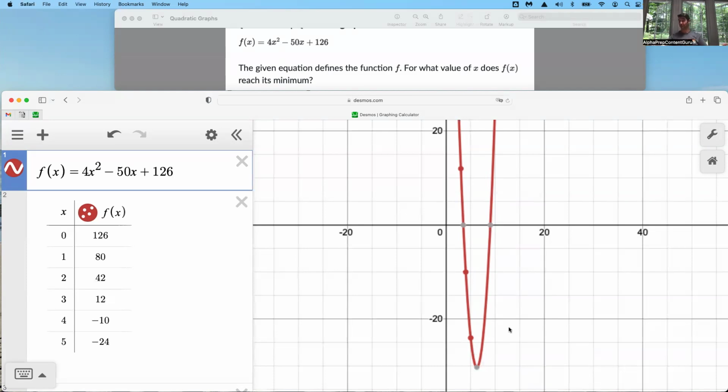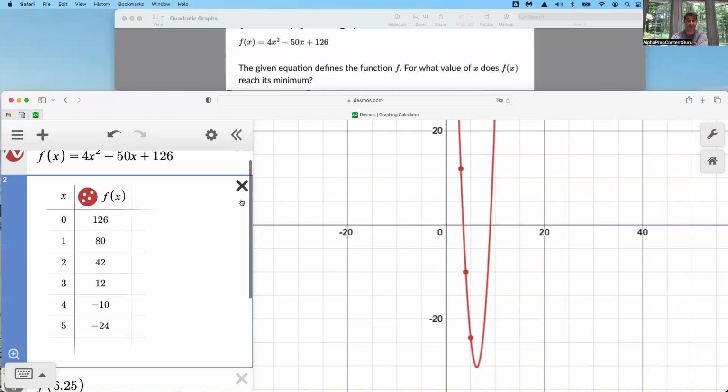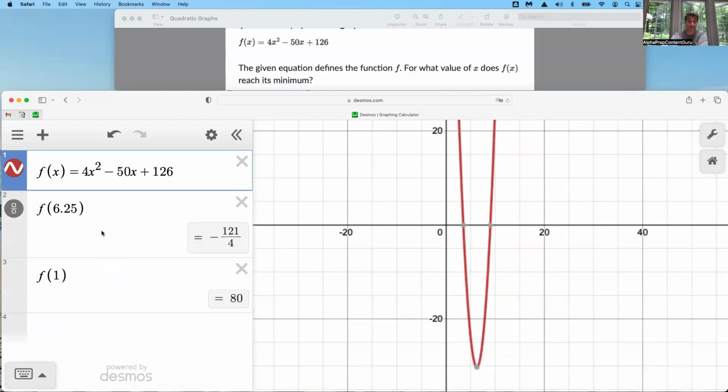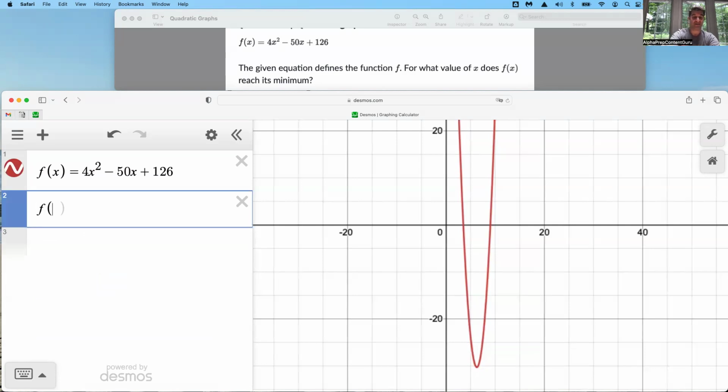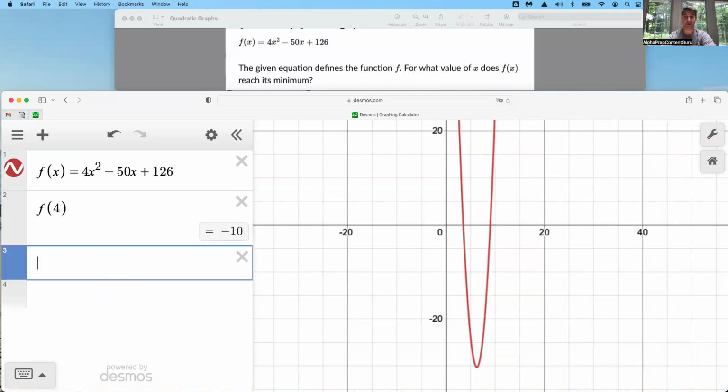On your calculator in school, if you wanted to get the minimum, you'd have to go second, calculate menu, choose left bound, then right bound, then get the minimum after guessing. Here you can just click on it. The minimum is negative 30.25, but the x value, for what value of x it hits its minimum, is 6.25, which is indeed the answer. It is a very cool feature that with any function, you can also put in any value you want and have Desmos just solve it for you. Very cool that I can do that.